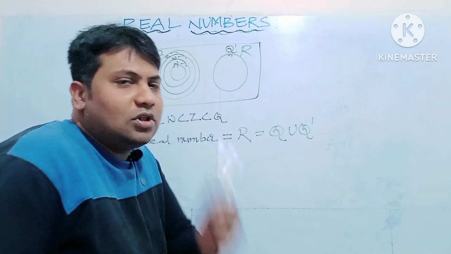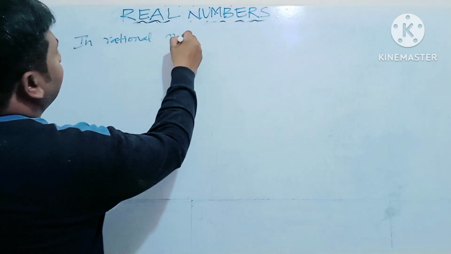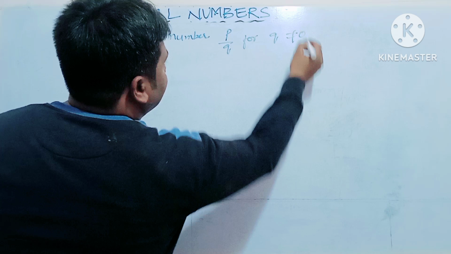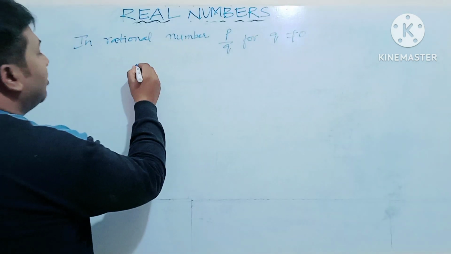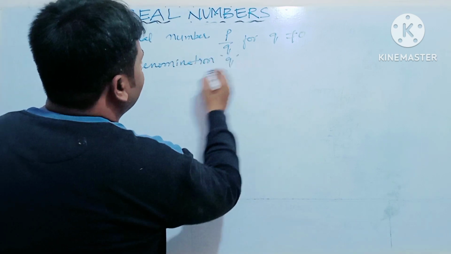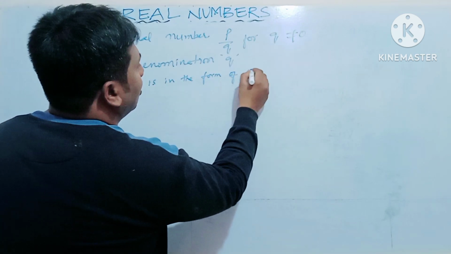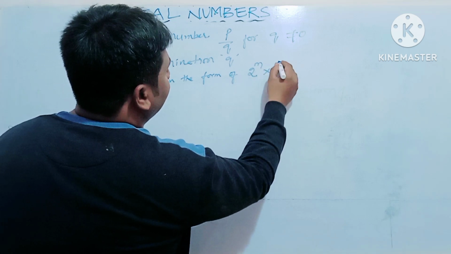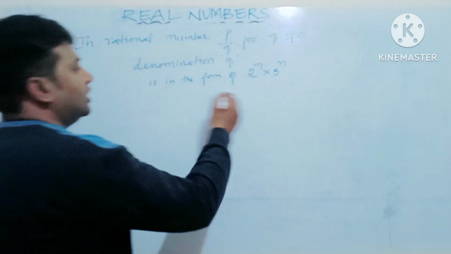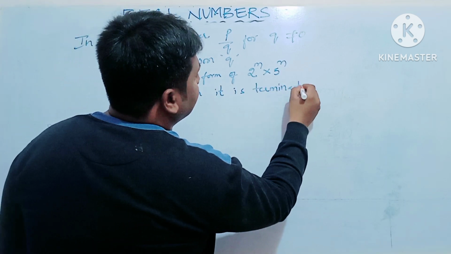Right. Let me tell you a small theorem. Okay, get ready. In a rational number of the form p by q, q is not equal to 0, if the denominator q is in the form of 2 to the power of m into 5 to the power of n, then it is terminating.